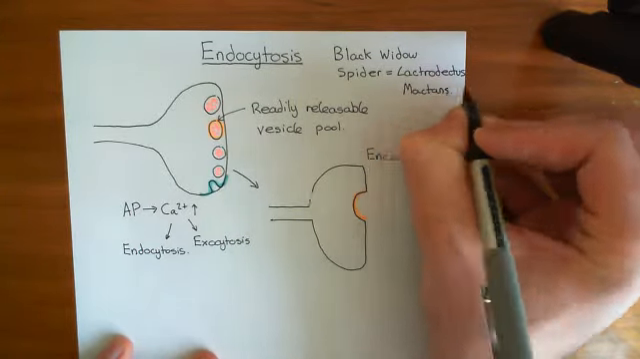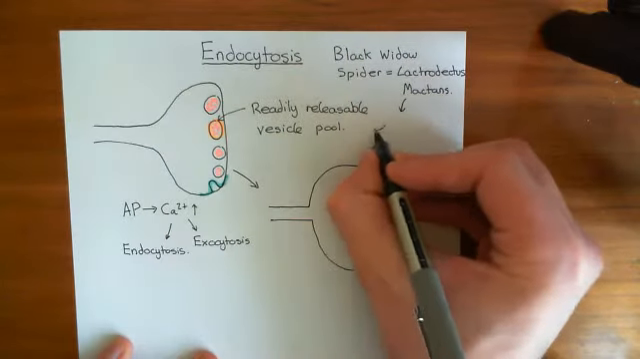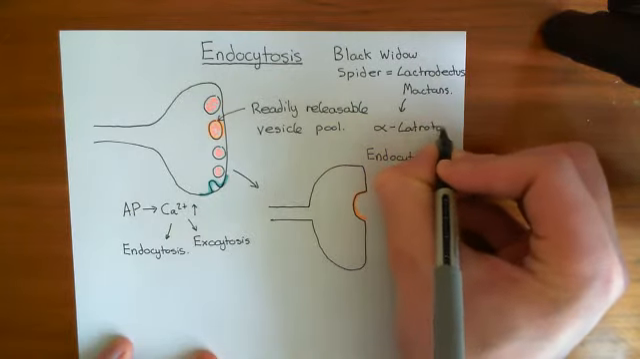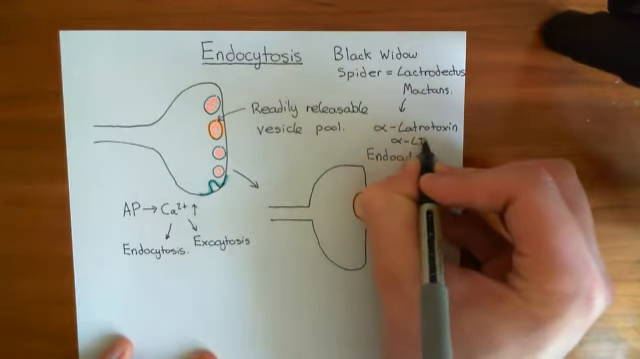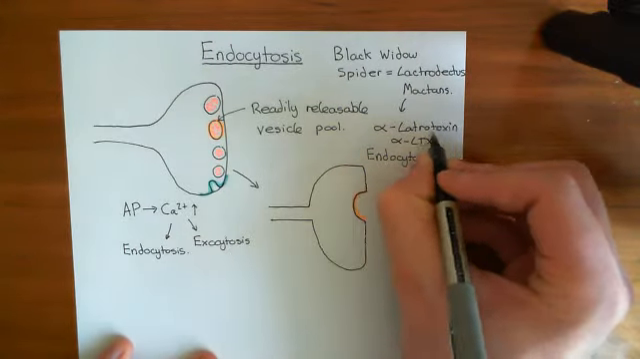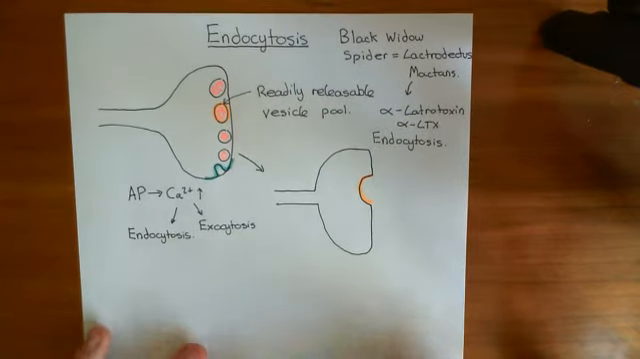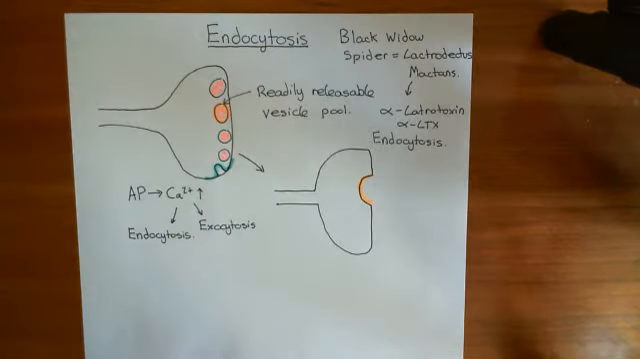Okay, right. And this spider produces a toxin in its venom known as alpha-latrotoxin. Okay, and for short, alpha-latrotoxin is often abbreviated to alpha-LTX. So L for latro, TX for toxin. Now, alpha-latrotoxin's mechanism of action is not well understood.